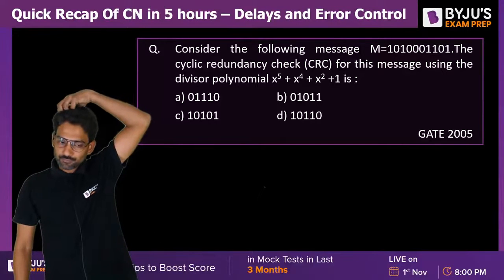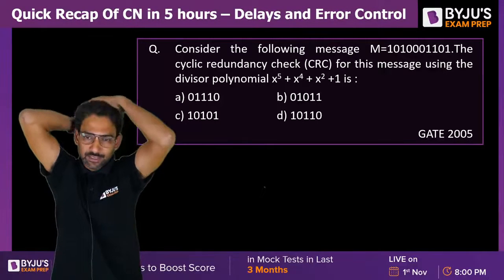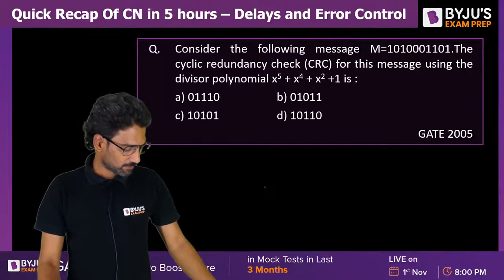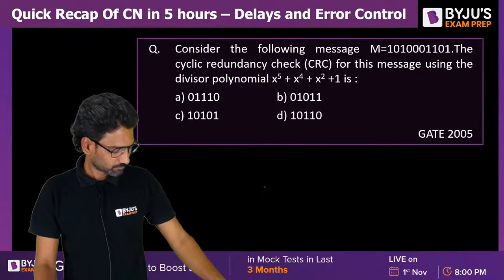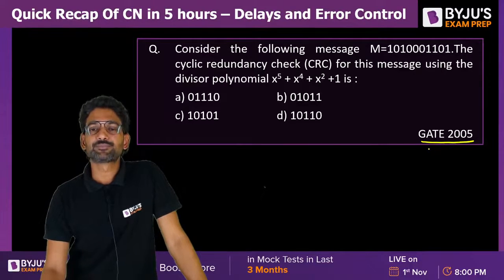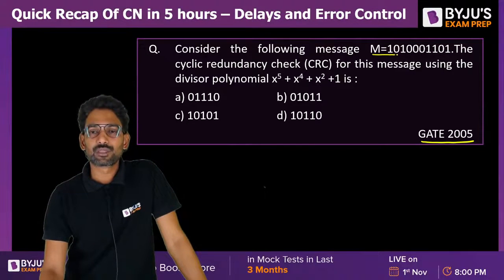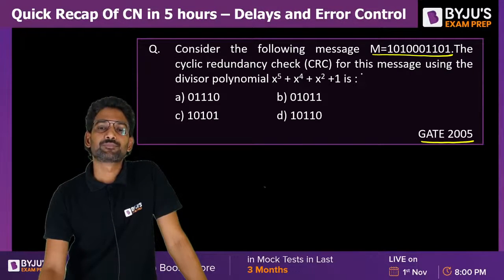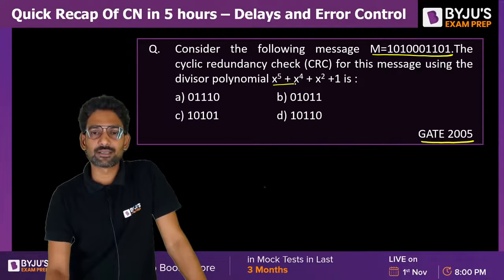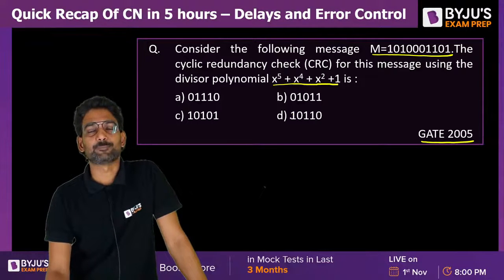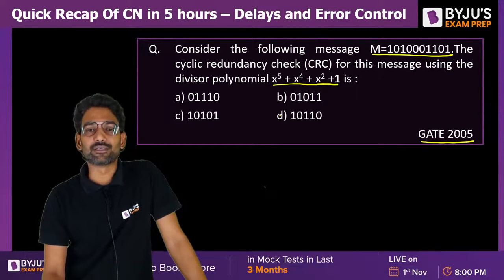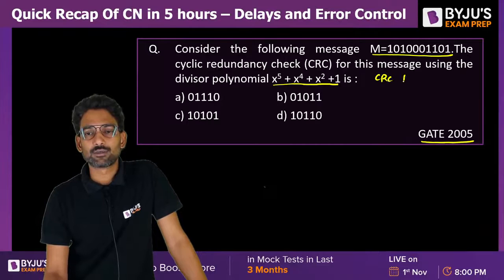If so, everybody do this 2005 GATE question guys. Do it quickly, and answer quickly. 2005 GATE question. We are given the message to be transmitted and the CRC divisor is x power 5 plus x power 4 plus x square plus 1. If so, what is the remainder? You want the remainder.